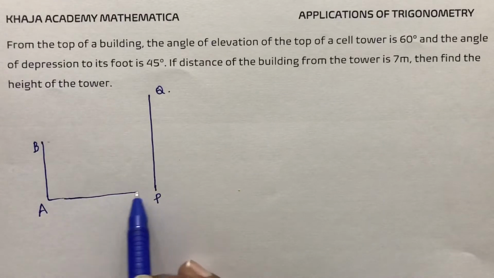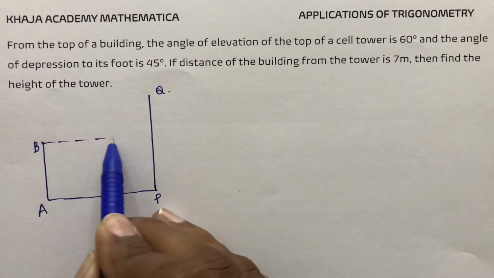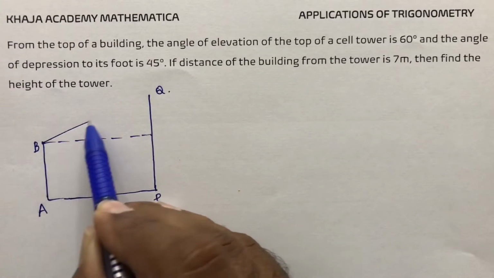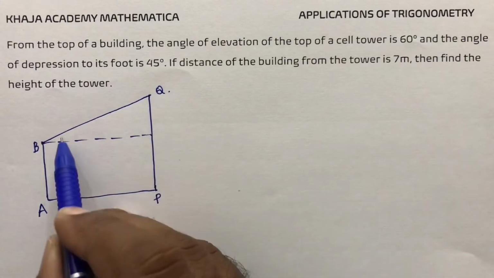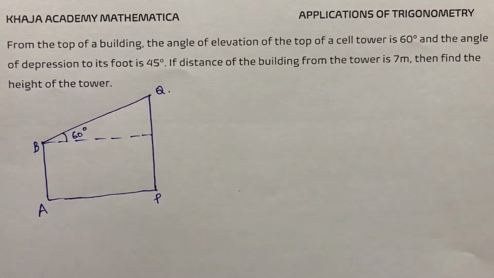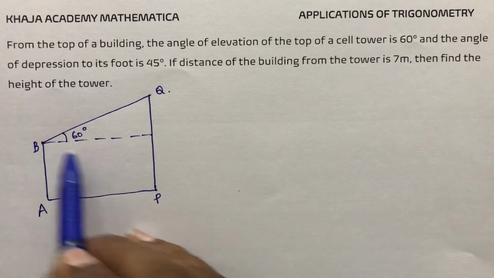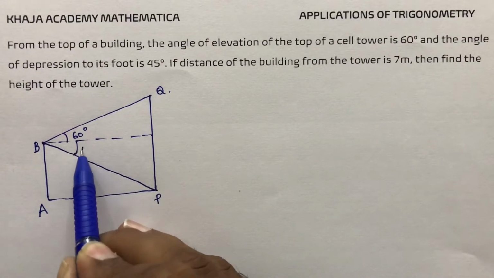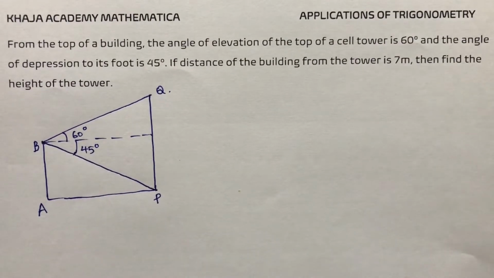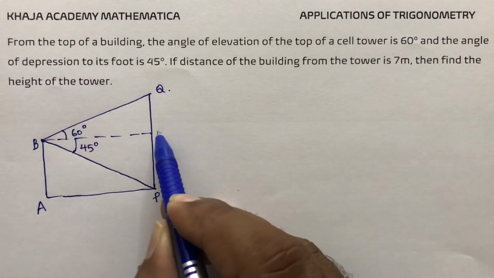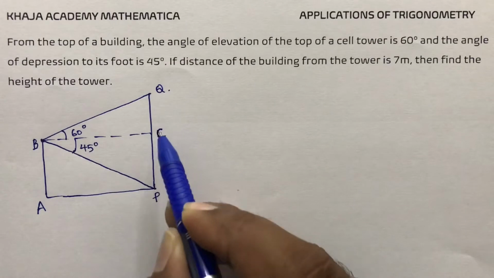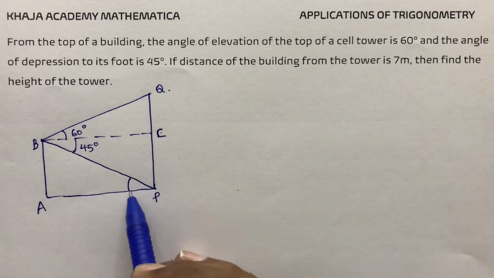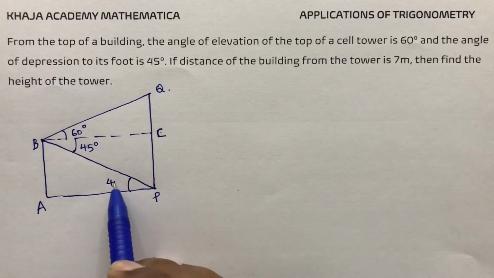Here you draw the horizontal surface. The angle of elevation of the top of the tower from the top of the building is 60 degrees. And the angle of depression to the foot of the tower, depression means this one, is 45 degrees. If you consider this point as C, angle CBP equals angle BPA, interior alternate angles, so this will also be 45.